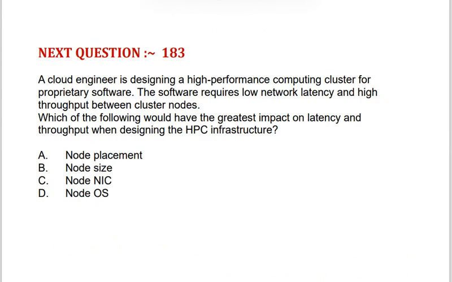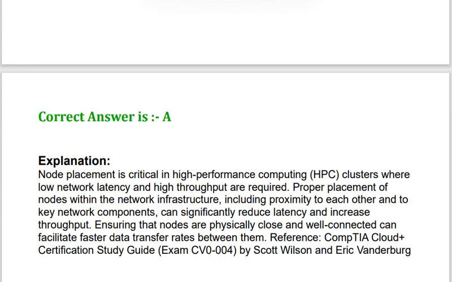Question is, a cloud engineer is designing a high performance computing cluster for proprietary server software. The software requires low network latency and high throughput between cluster nodes. Which of the following would have the greatest impact on latency and throughput when designing the HPC infrastructure? Option A, node placement. Option B, node size. Option C, node NIC. Option D, node OS. Correct answer is option A.